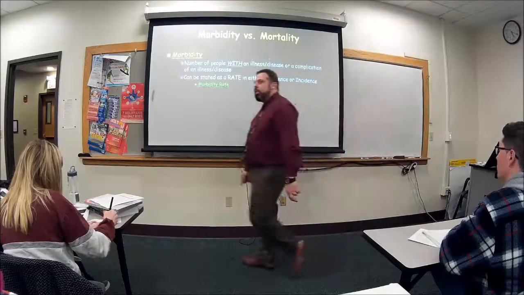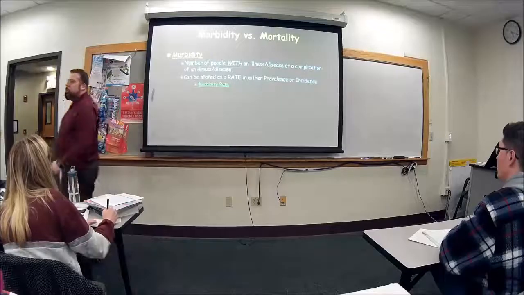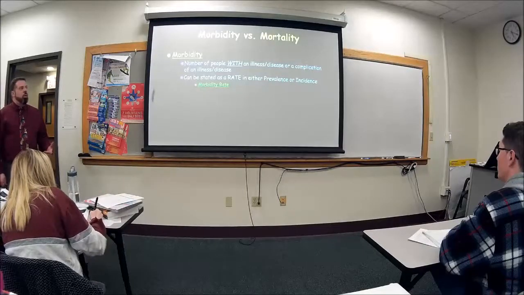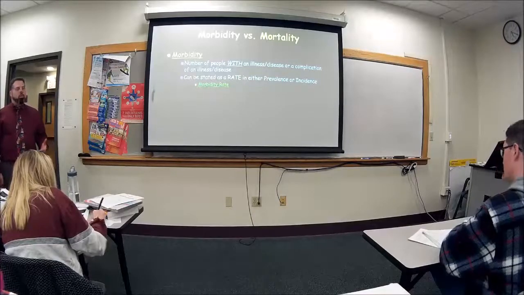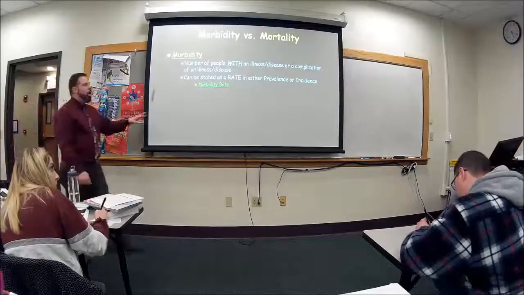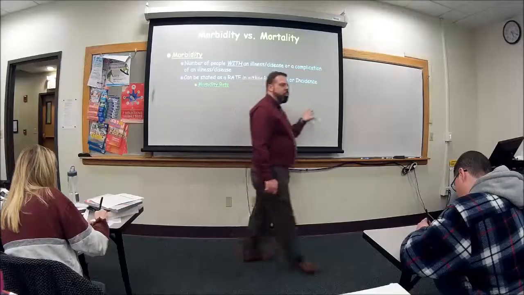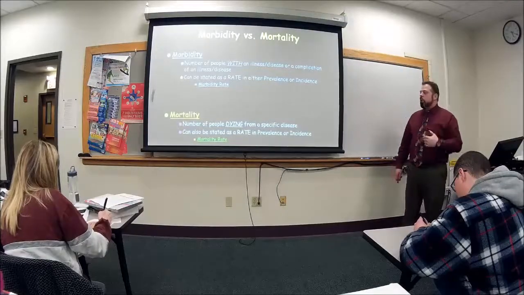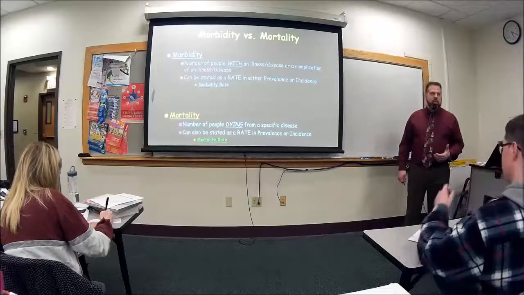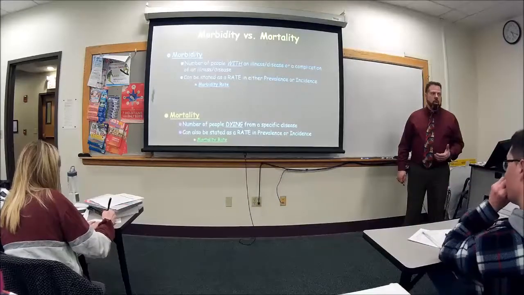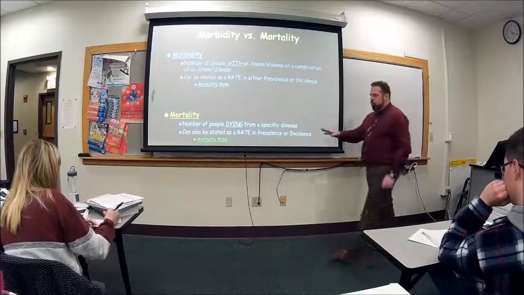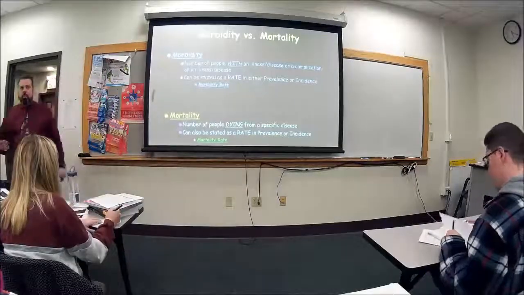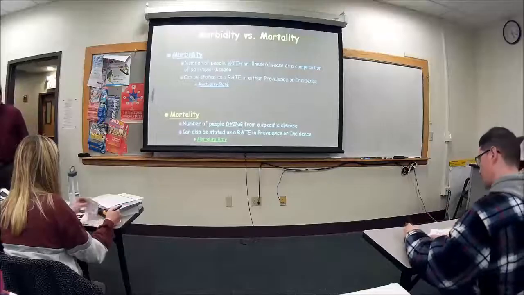Morbidity and mortality. Morbidity is basically the number of people with an illness or a complication of an illness. And we usually refer to it as a morbidity rate. Mortality is basically the number of people dying from a specific disease. And we refer to that with a high mortality rate or a low mortality rate, right? People dying or not dying from that disease.